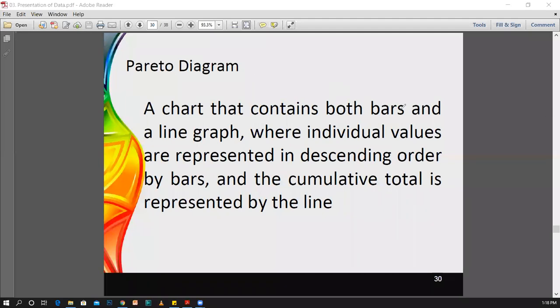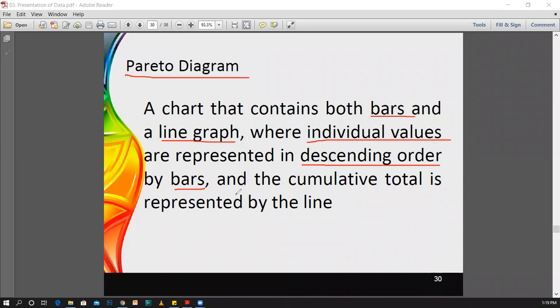Therefore, the Pareto diagram is actually a combination of two types of graphing techniques. You can see a bar chart as well as a line graph inside a Pareto diagram. But the bar chart and the line graph identify two different quantities. The bars are ordered in descending order and these bars represent the individual values.